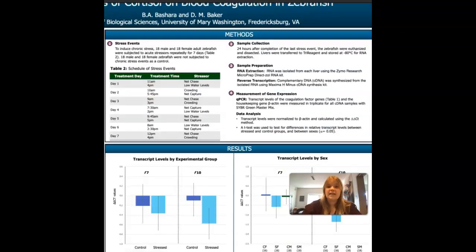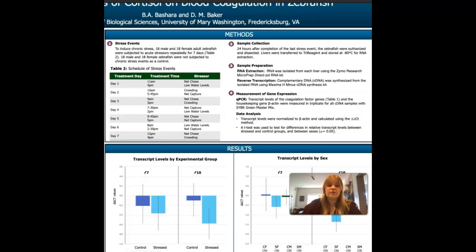In this study, we used 18 male and 18 female zebrafish in tanks of 6 by sex and subjected them to acute stressors repeatedly for 7 days. These acute stressors included the crowding of 6 fish in a 250 milliliter beaker with 150 milliliters of water for 50 minutes, 3 consecutive net captures, chasing the fish with a net for 8 minutes, and reducing water levels to expose the dorsal body wall for 2 minutes.